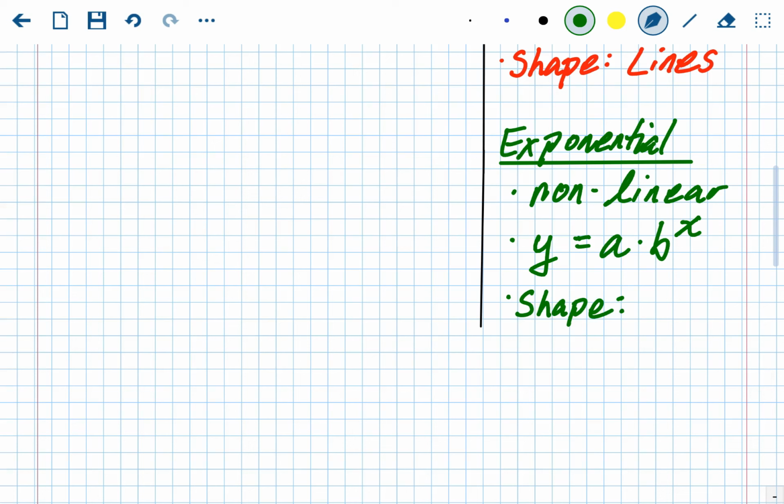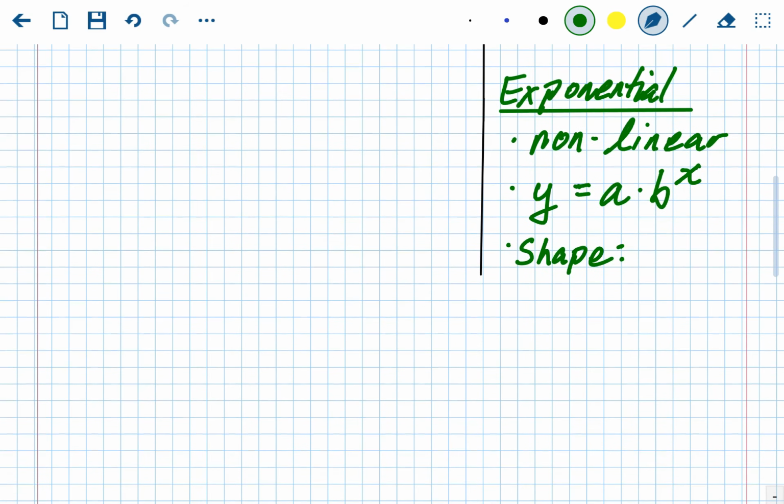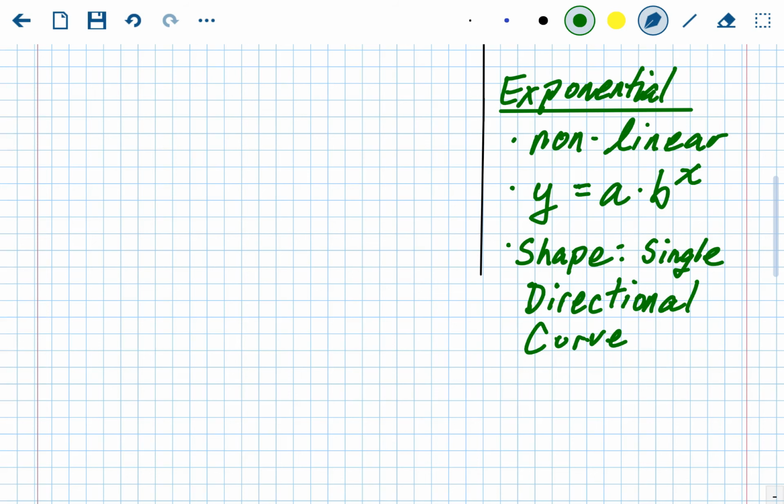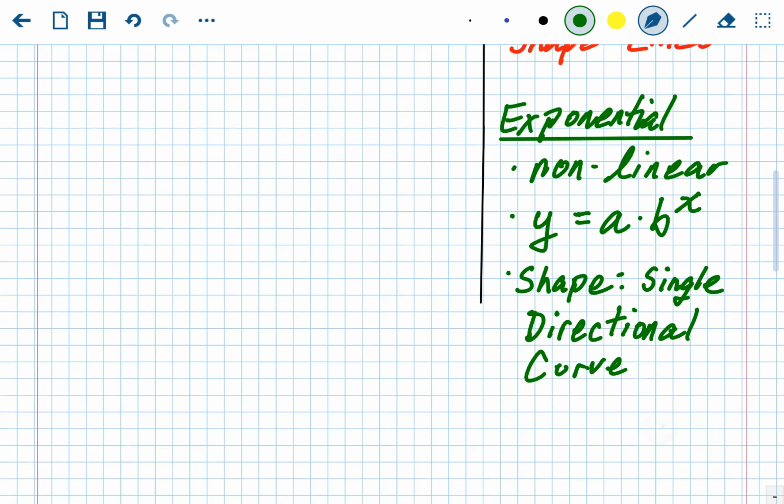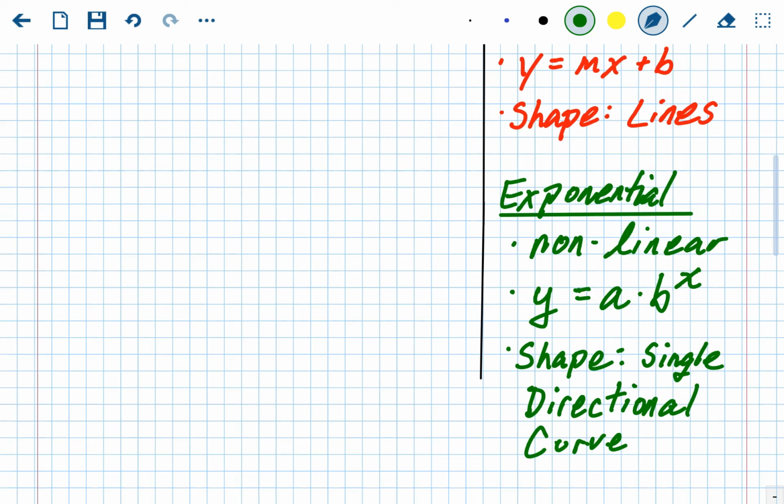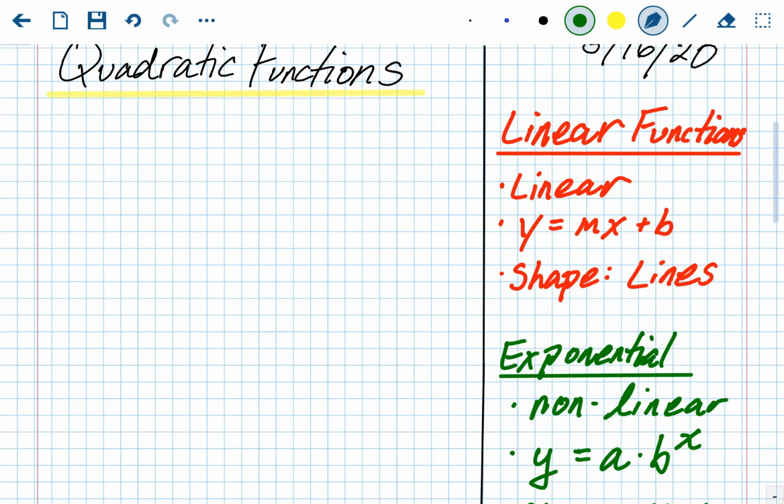And then the shape of exponential functions, remember, these were the growth and the decay curves. Okay, so growths started slow and then rose very quickly. Decays dropped very quickly and then kind of leveled off. What we call that shape is it's a single directional curve. So if it was growing, it was always growing. If it was decaying, it was always decaying. It never changed direction. It's a single directional curve.